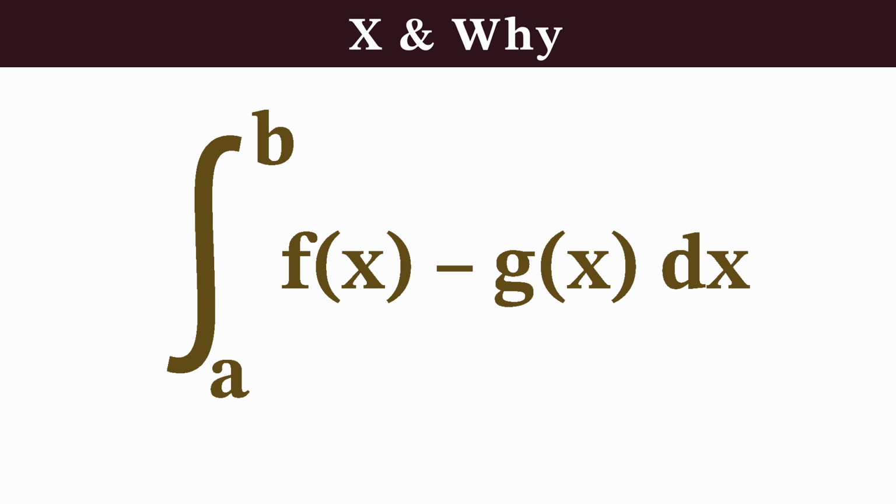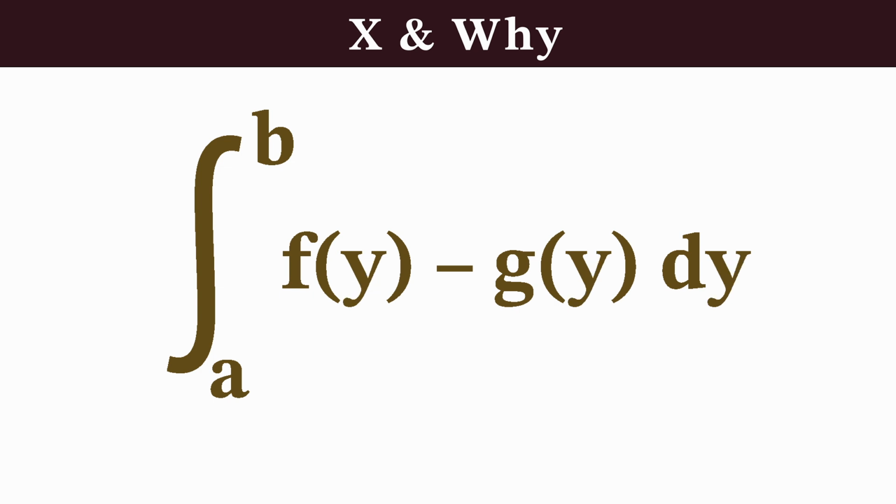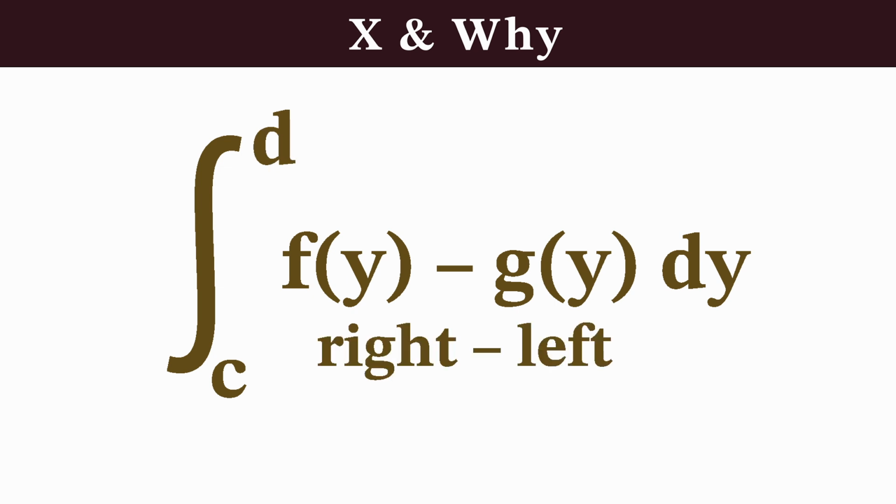When evaluating the area between the curves of a function with respect to x, it is always top minus bottom. If you want to evaluate the area with respect to y, replace all the x's with y and replace the interval from a to b with y values c to d. Here, instead of top minus bottom, it's right minus left.